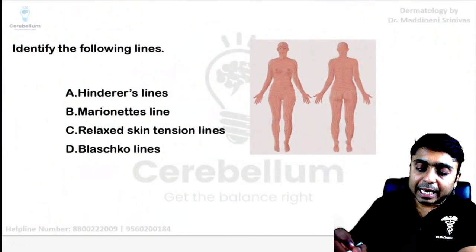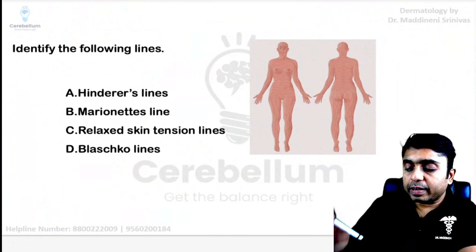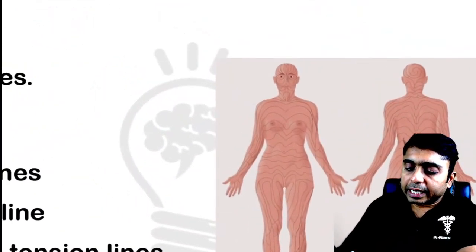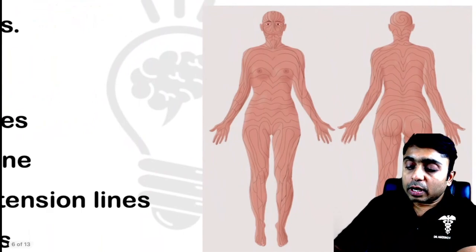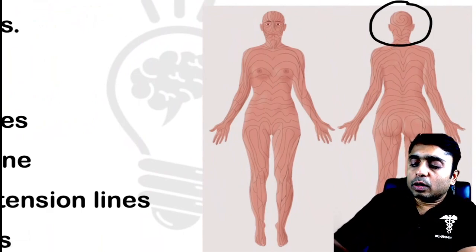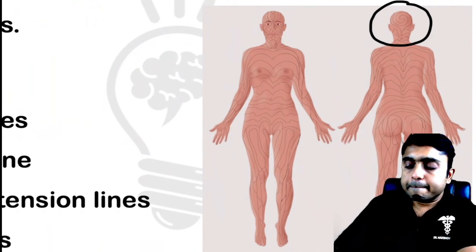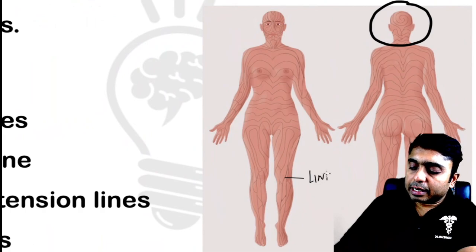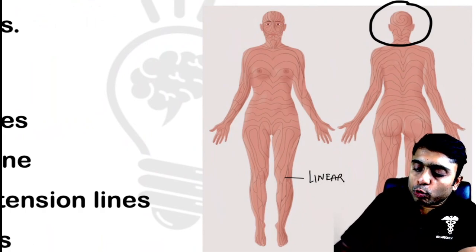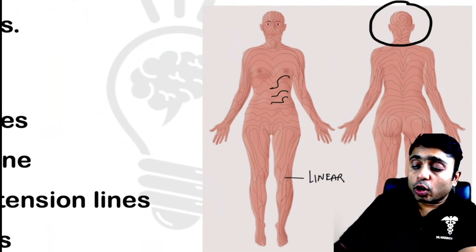Identify the following lines. So you are just shown an image and you need to identify the lines. And I will give you the description of the lines which you are able to see. So first of all, anterior and posterior pictures are there, and focus here. Over the scalp, these lines are spiral, and over the limbs, they are linear. And over the anterior aspect, they are S shaped, and also they are not crossing the midline.